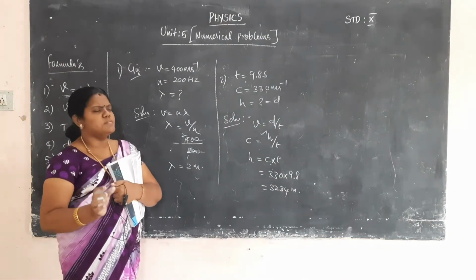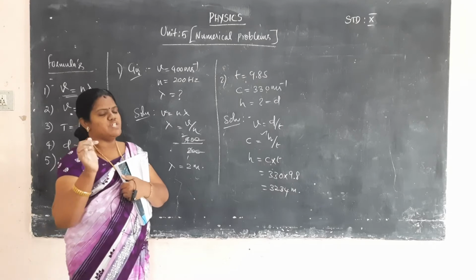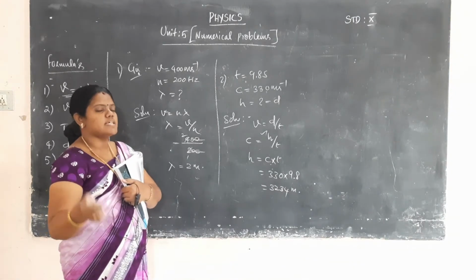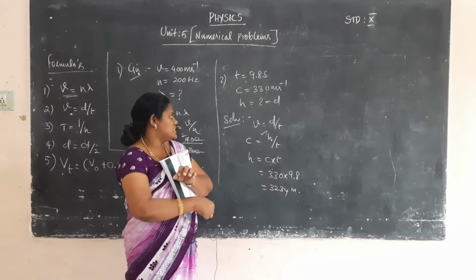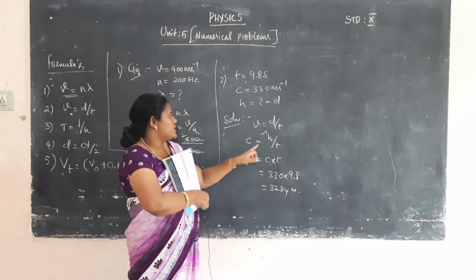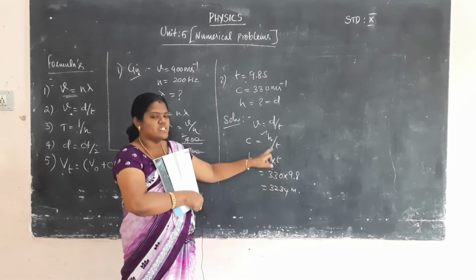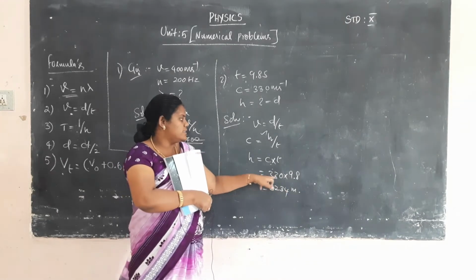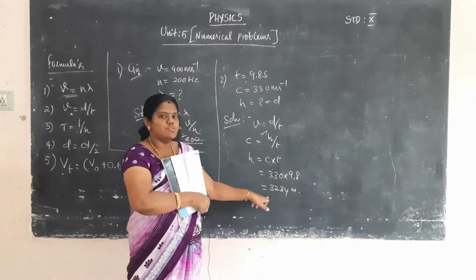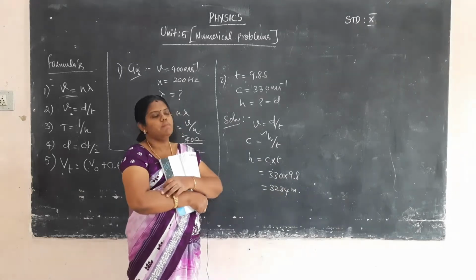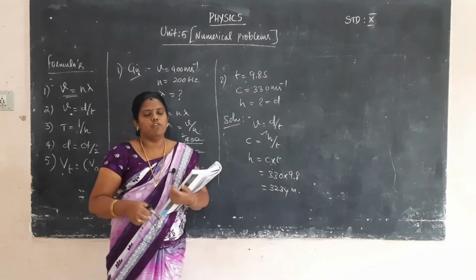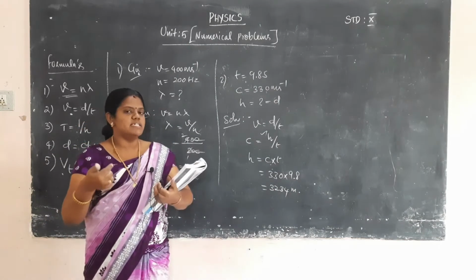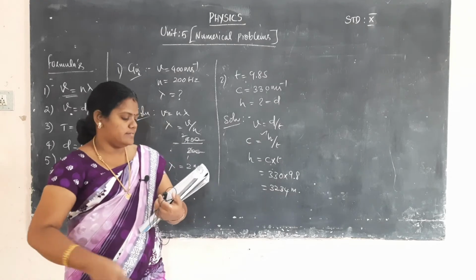It's an easy problem. Velocity v is equal to rate of change of distance by time, so d by t. D we have to consider as the height of the cloud from the ground, so c is equal to h by t. H is equal to c into t. Substitute c value as 330 meter per second, and time is 9.8. So 330 into 9.8 multiplied is 3234 meter. Okay, this is the value for the height of the cloud from the ground. It is the reasoning for the lightning and thundering.